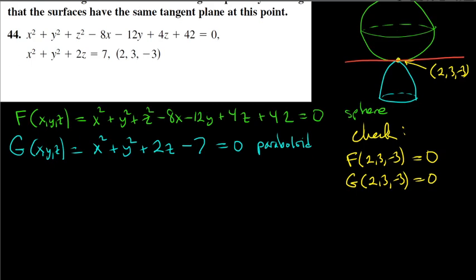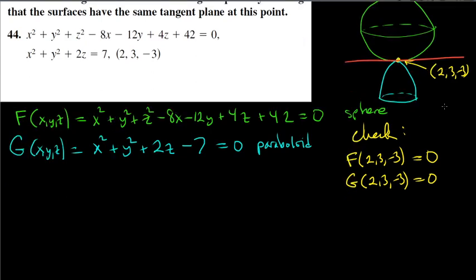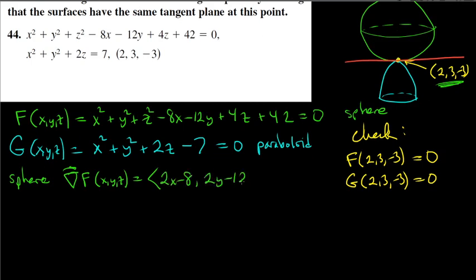So how do you find the tangent plane to the first surface, the sphere? Let's do the sphere first. Well, what do we need? We need a point. They give that to us. And we need a normal vector. So that's just the gradient of F. So without further ado, the gradient is just the vector with the components that are partial derivatives: 2x minus 8, 2y minus 12, and 2z plus 4.